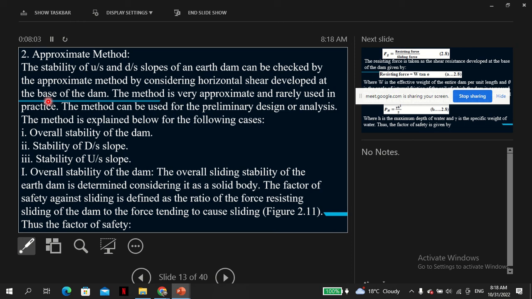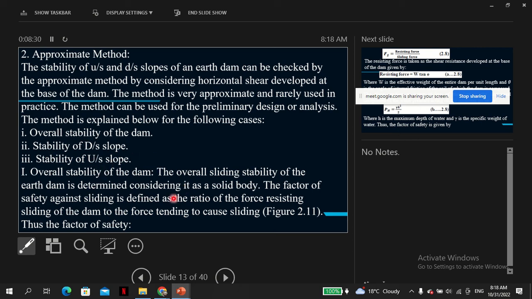Of course, after you use this approximate method, you have to confirm with a more rigorous method. The method can be used for preliminary design or analysis. The method is explained below for the following cases: overall stability of the dam, stability of downstream slope, and stability of upstream slope.